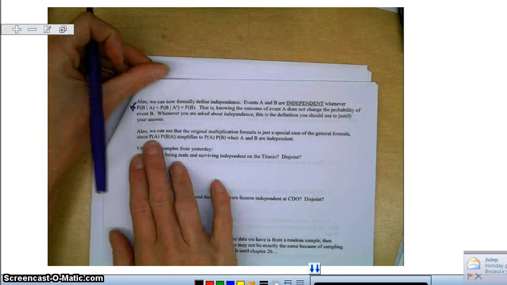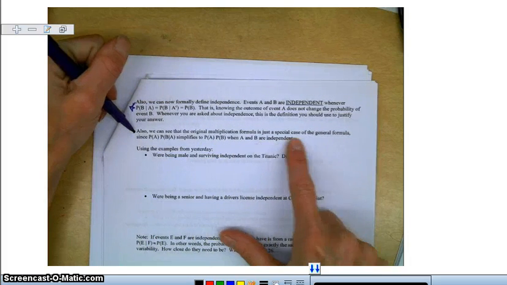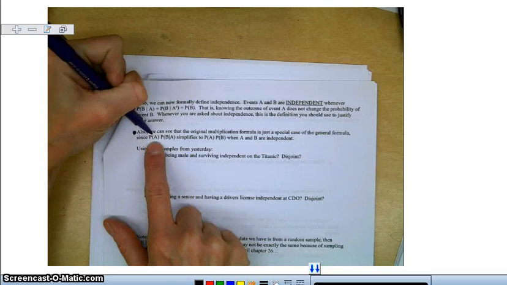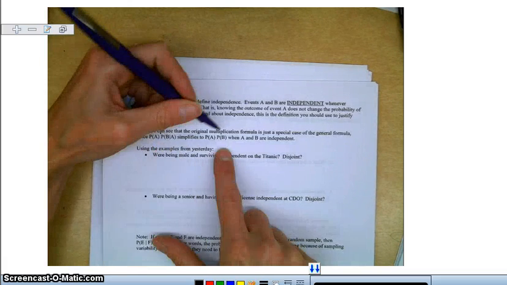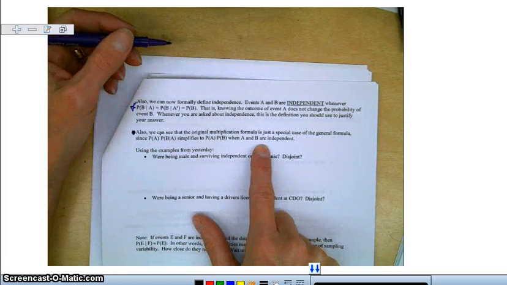So we can really see that the original multiplication formula is just a special case of the general formula, because the probability of A times the probability of B, given that A has happened, simplifies to just the probability of A times the probability of B when they are independent.